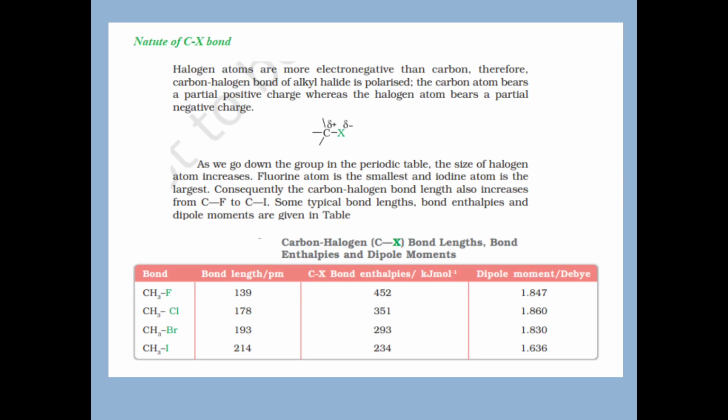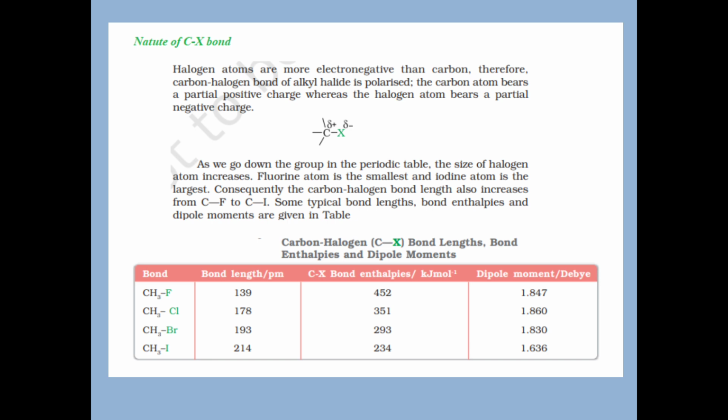Nature of the C-X bond. Halogen atoms are more electronegative than carbon. Therefore, the carbon-halogen bond of the alkyl halide is polarized. The carbon atom bears a partial positive charge, whereas the halogen atom bears a partial negative charge. As we go down the group in the periodic table, the size of the halogen atom increases. The fluorine atom is smallest and the iodine atom is largest. Consequently, the carbon-halogen bond length also increases from C-F to C-I.